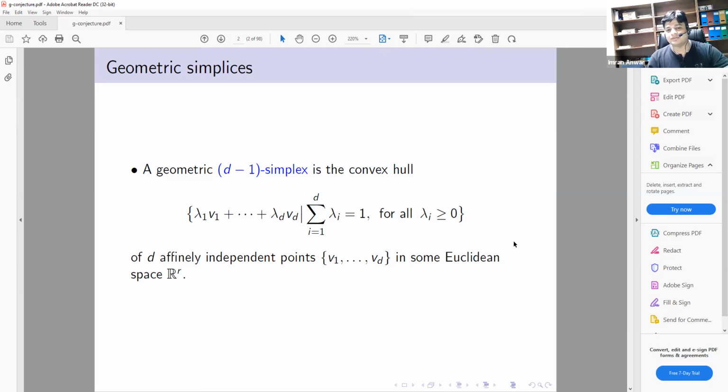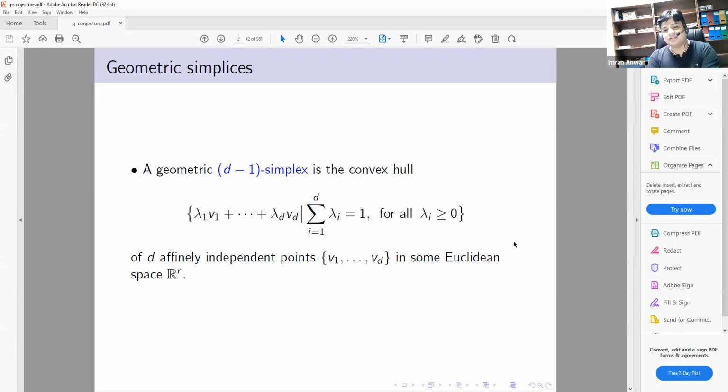Now let me generalize this result for D points. When I'm talking about the D points, you can take V1 as a center and draw the vectors, all the vectors which are directed from the point V1 to V2, V3, up to Vd. All those vectors should be linearly independent. This is just for those who are not familiar with the definition of affinely independent. So I need D affinely independent points.